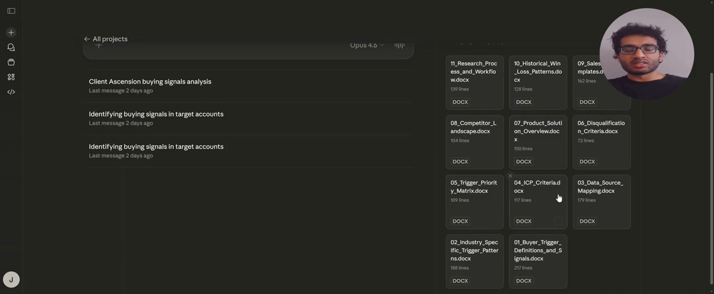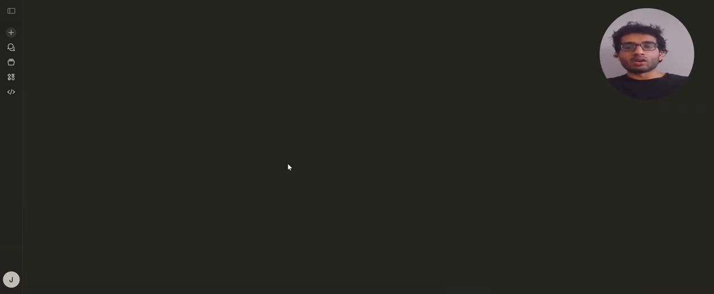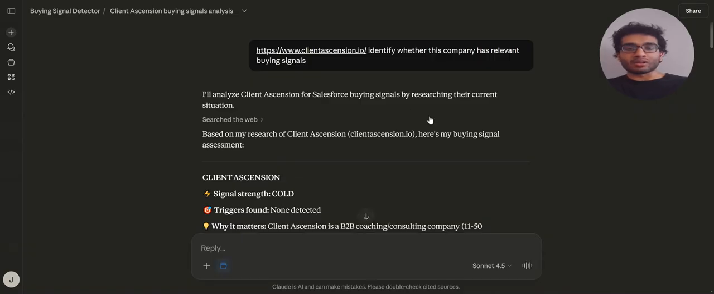I fed all this information in, and all I have to do now is type in a URL and use that as a method to identify whether or not the company is a good fit. So I'll walk you through a couple of examples here.